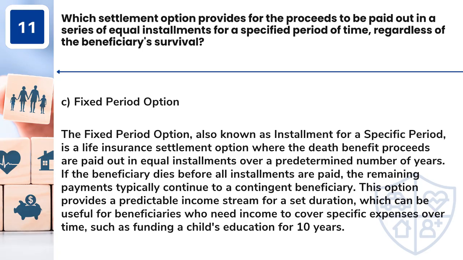This option provides a predictable income stream for a set duration, which can be useful for beneficiaries who need income to cover specific expenses over time, such as funding a child's education for 10 years.